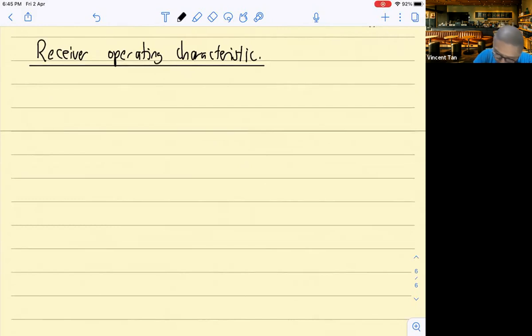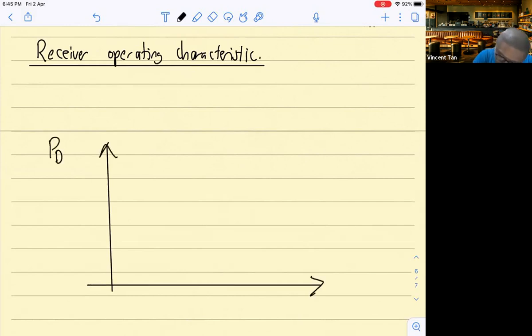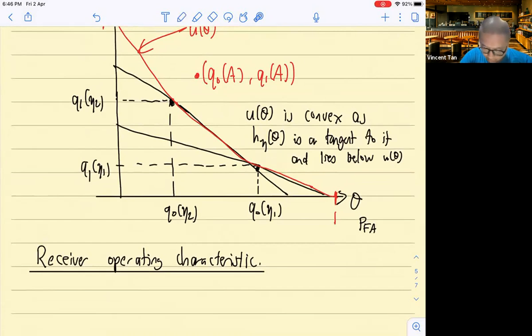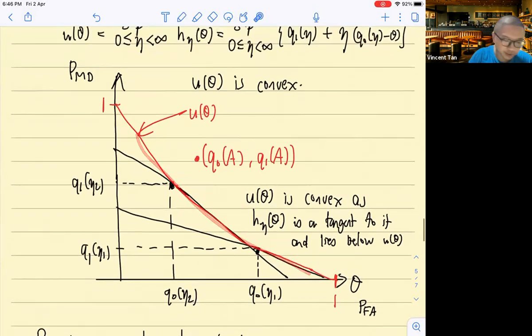The receiver operating characteristic is the following. This is the probability of detection, which is equal to 1 minus the probability of misdetection. And this is the probability of false alarm. Probabilities can only go from 0 to 1 like this. And this is the best point here. It will look like this, and this is called the ROC. This is the usual way that people draw it, but Gallager's book describes it as follows, so we will just follow this.